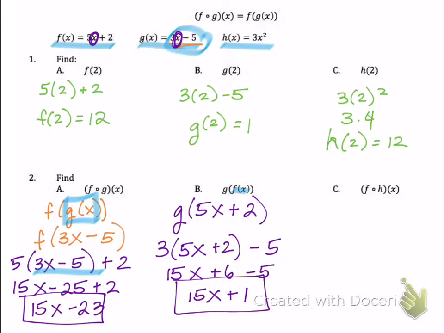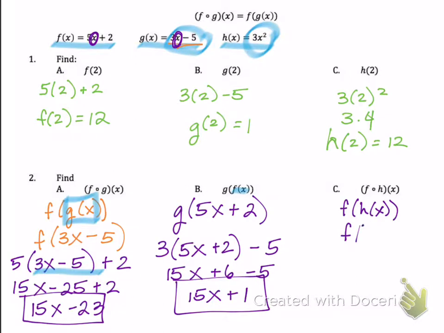Okay, so now try part C. F of g is part A. F of h is for part C. So I would rewrite this as f of h of x. Then I'm going to replace h of x with 3x squared.